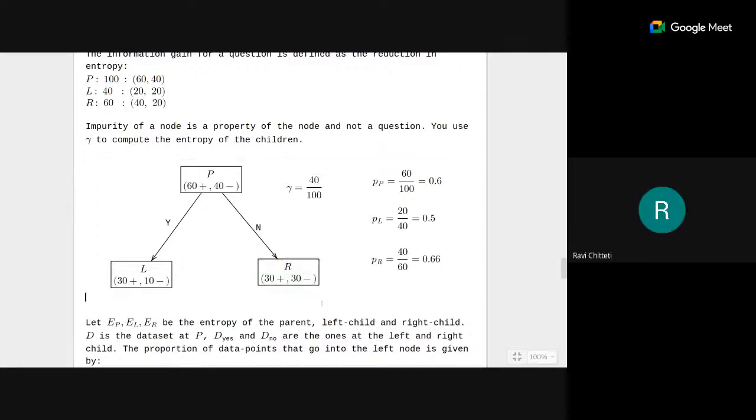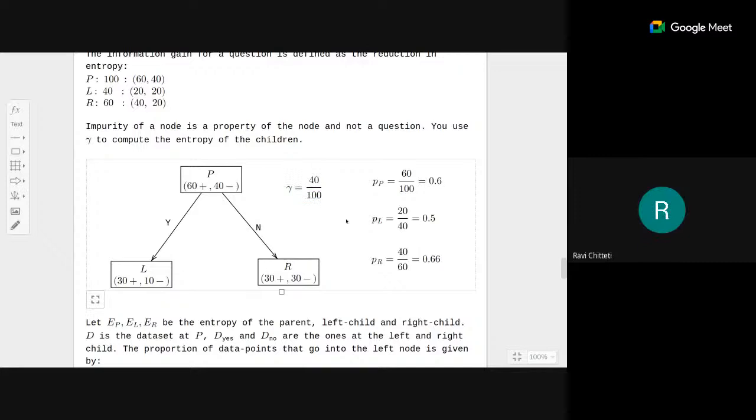The reason I chose this was, it's an arbitrary choice, right? First of all, I don't know what the data set is. So I'm just giving you an example: if the split were to be like this, what will be the gamma? What will be the P, P_L, P_R?